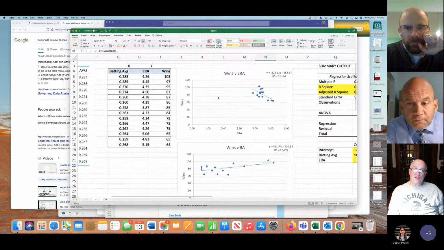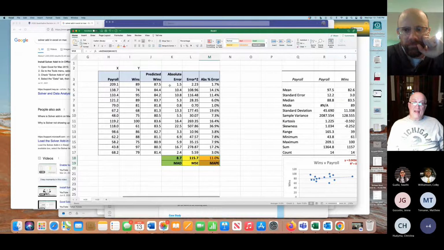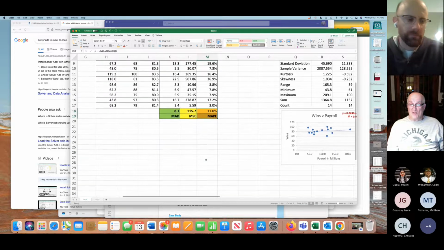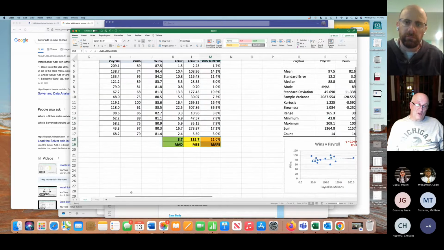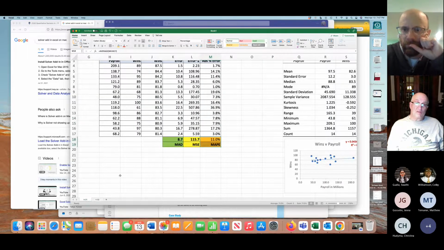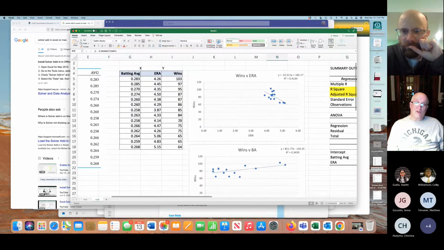Now, if I wanted to, I could do the same thing I did here. I could add 4 more columns and do the predicted wins, absolute error, percent error, absolute percent error, and calculate these measures as well. If I liked what I've seen already, I'd probably like those. I'll leave that for you if you want to do.